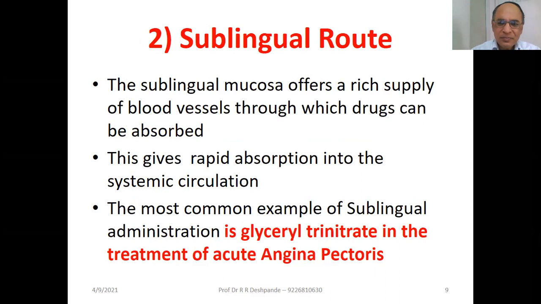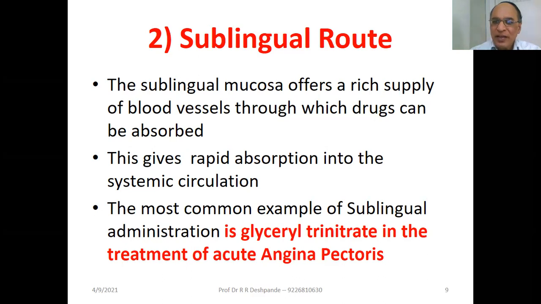Okay. Second, sublingual route, below the tongue. The sublingual mucosa offers a rich supply of blood vessels through which the drug can be absorbed. This gives rapid absorption into the systemic circulation.